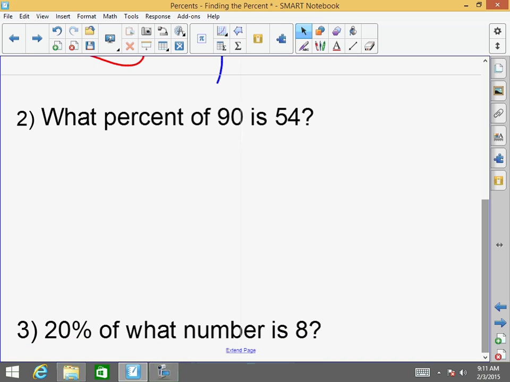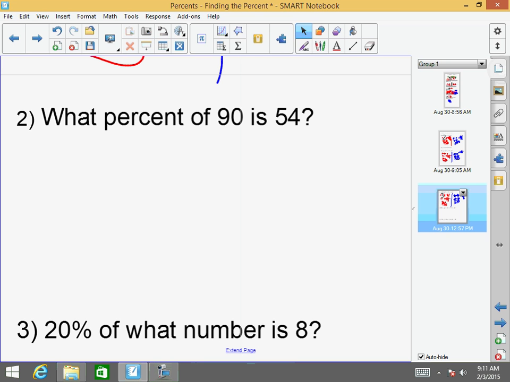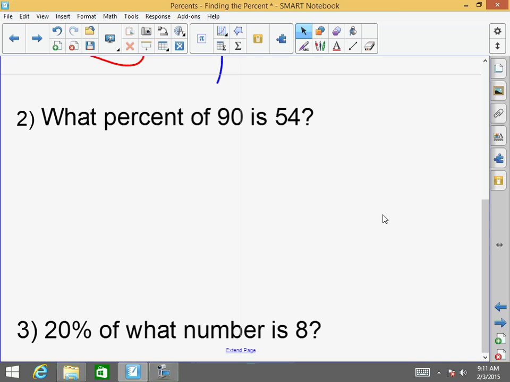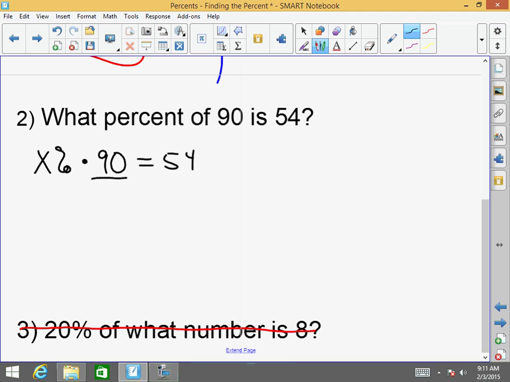What percent of, whoa, hold on, wait a second. I messed up here. Well, this one, we'll change this one up. What percent of 90 is 54? Okay. Percent, equation way. What percent of 90 is 54? Divide by 90.